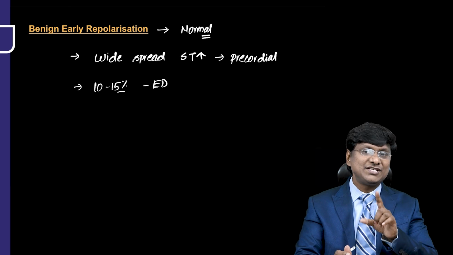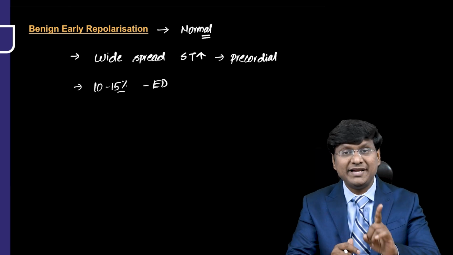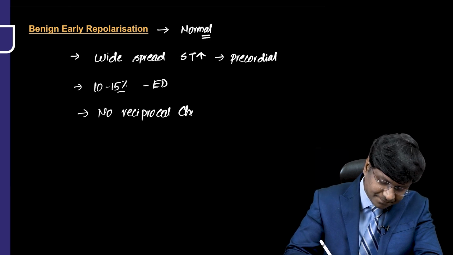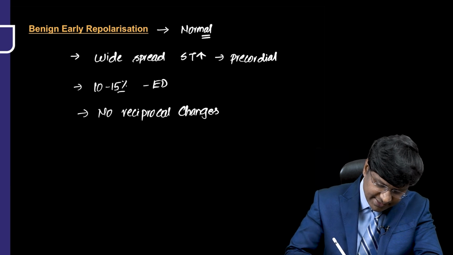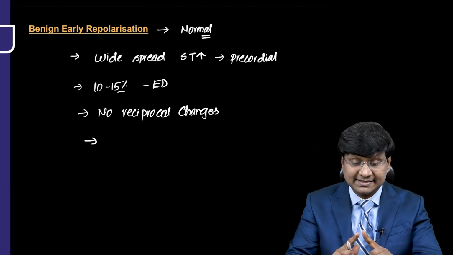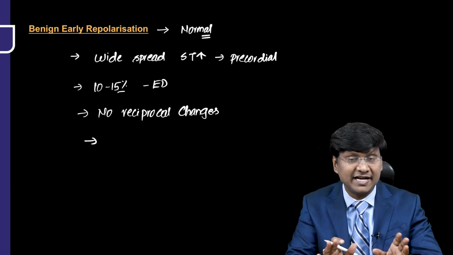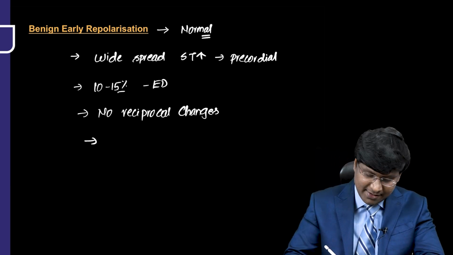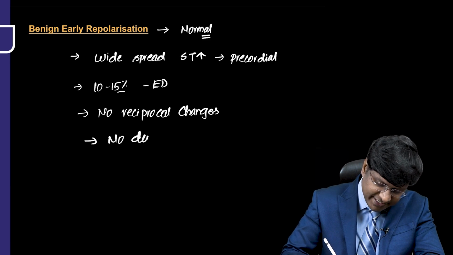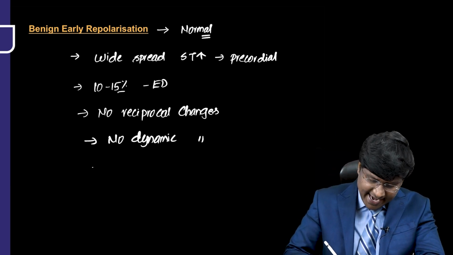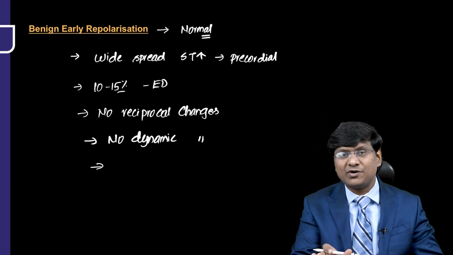Now, how will you rule this out from MI? One, in benign early repolarization there are no reciprocal changes, which is against MI. Second, even as time progresses, there are no dynamic changes within the ECG. In MI, there are dynamic changes in the ECG, and I'll tell you what those are. But here, there are no dynamic changes as time progresses. And the physiological basis is poorly understood.